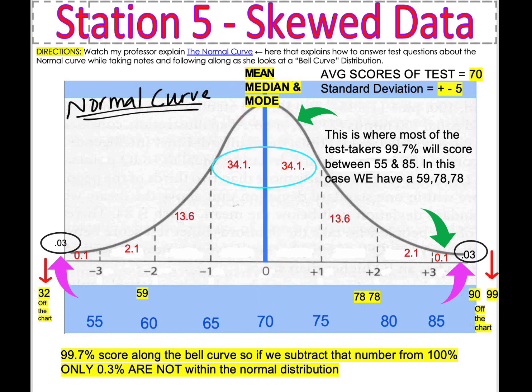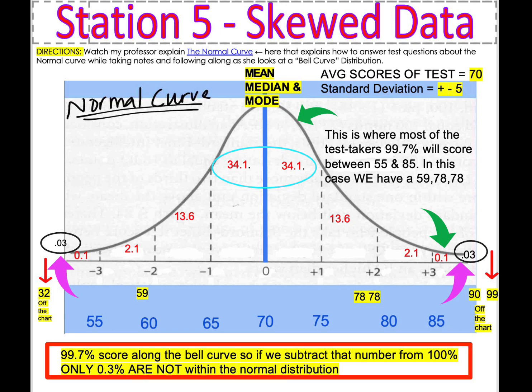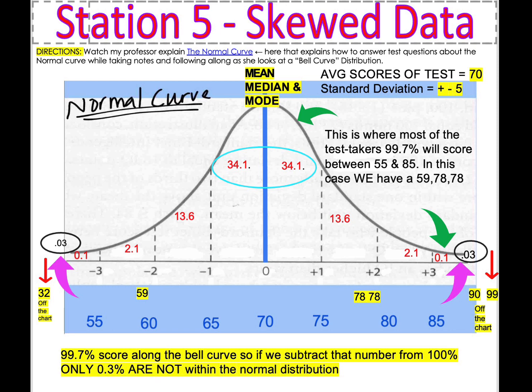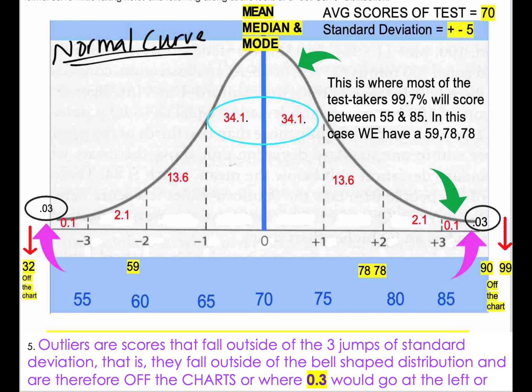Let's not forget that we said 99.7 of our scores fall within the bell curve. That leaves us with 2 of our scores off the charts, or what we call outliers. Outliers are scores that fall outside of those 3 jumps of the standard deviation. That is, they fall outside of the bell-shaped distribution and are therefore off the chart. And in this case, our outlier scores are a 32 and a 99.